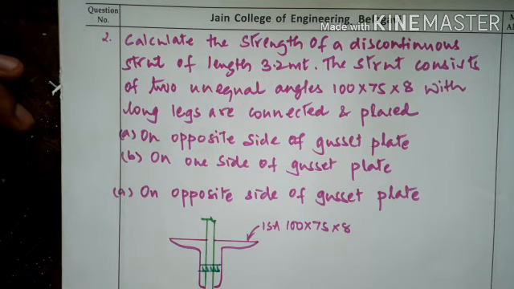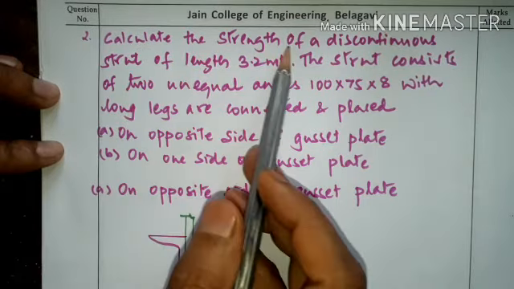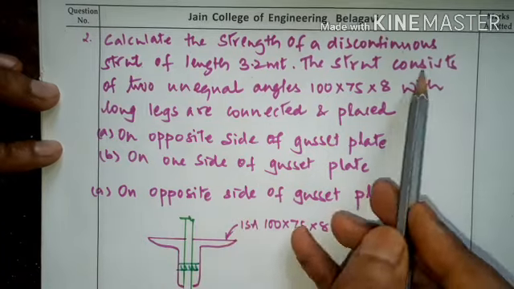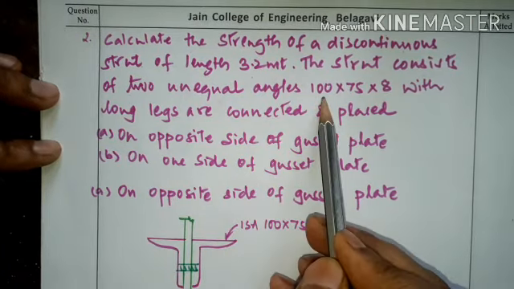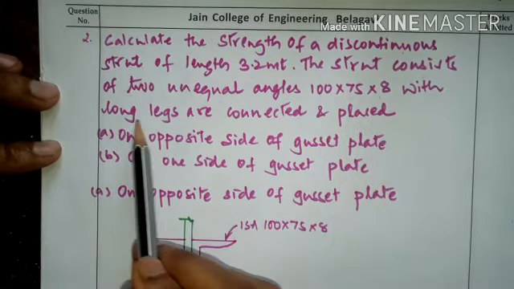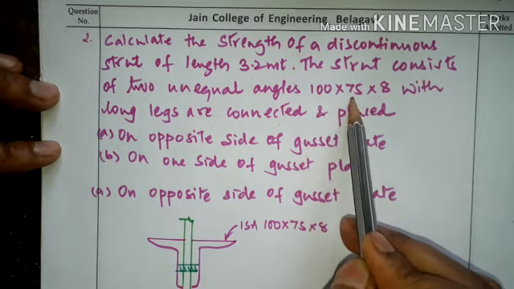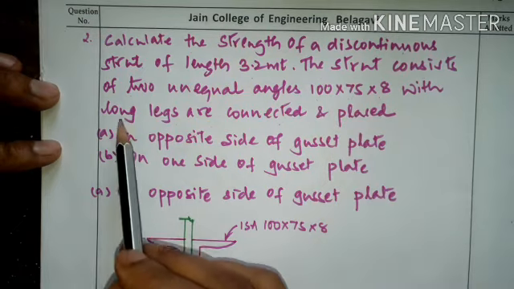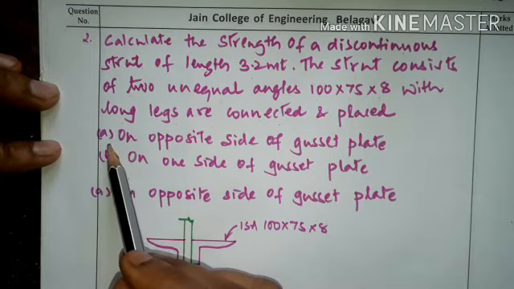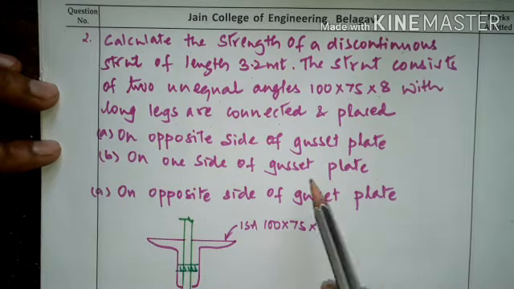So now I'll read out the statement here. The given statement is: calculate the strength of a discontinuous strut of length 3.2 meter. The strut consists of two unequal angles, 100 mm by 75 mm by 8 mm, with long legs connected, meaning the 100 mm leg is connected and the 75 mm leg is outstanding. It is mentioned here, with long legs connected and placed, first case, on opposite side of gusset plate. Second case, on one side of gusset plate.